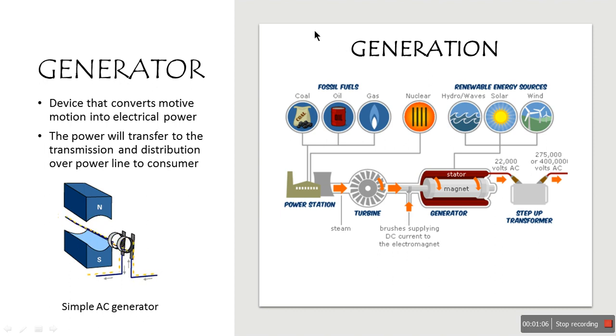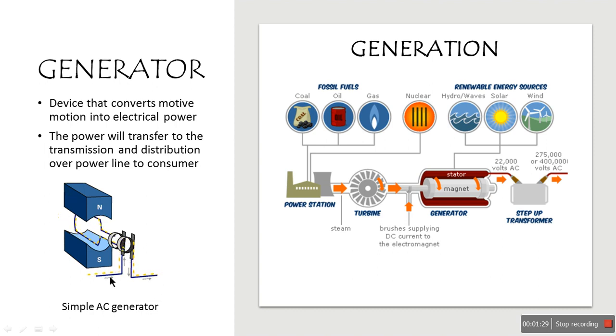So the first one is the generator. A generator is a device that converts mechanical motion into electrical power. The power that has been converted will be transferred to the transmission and distributed over power lines to the consumer. As you can see above, that is a simple generator.